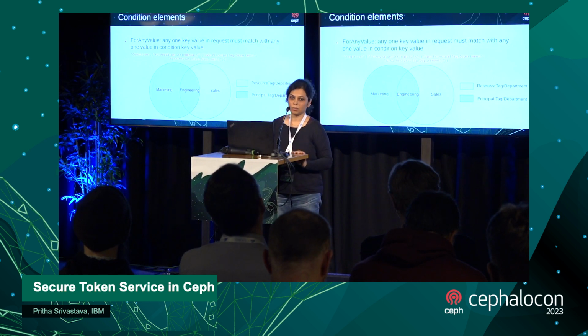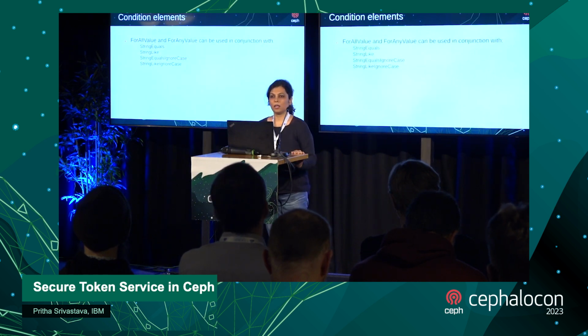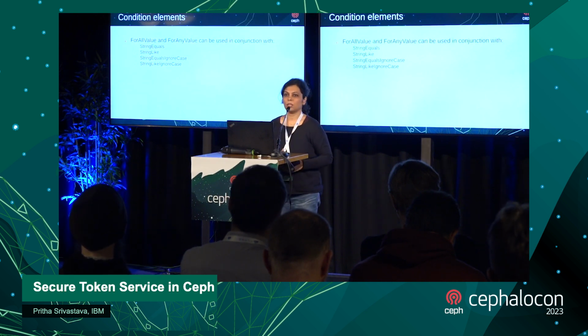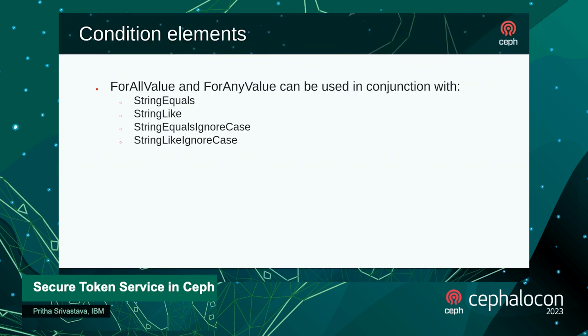And there are other condition key elements like StringEquals, StringLike, StringEqualsIgnoreCase, StringLikeIgnoreCase, and we can use them in conjunction with ForAllValues and ForAnyValue to come up with different kinds of permission sets. We can also have multiple conditions in one policy. All those conditions must evaluate to true for a policy to hold true. And in this way, tag-based permission sets can be very helpful in defining simple and generic IAM policies.